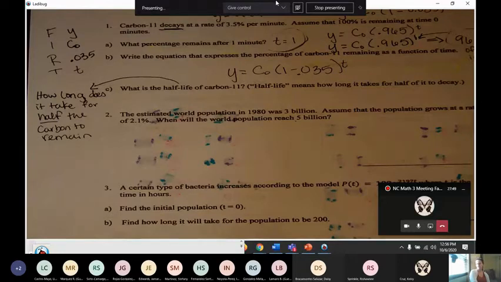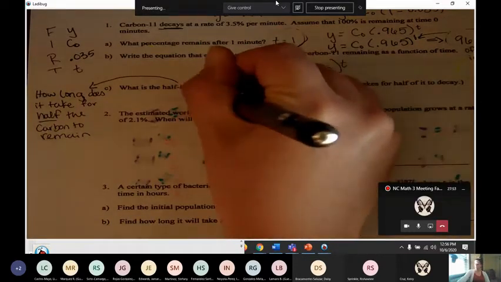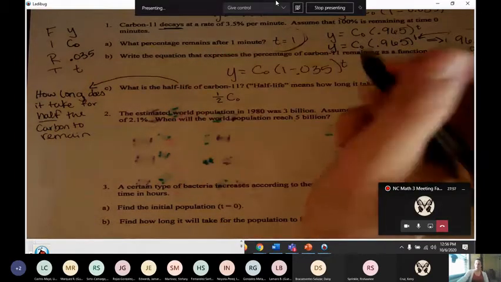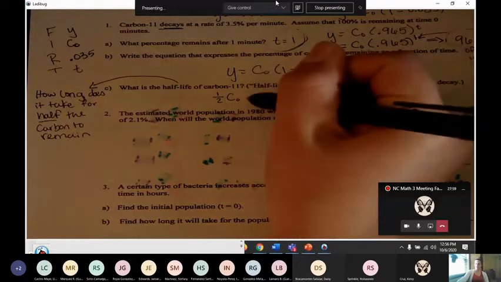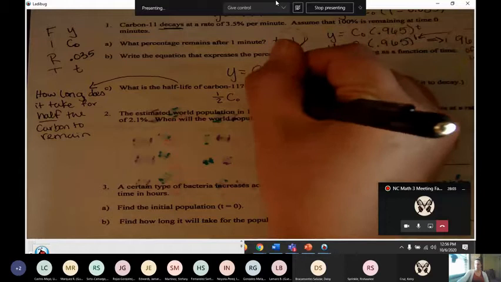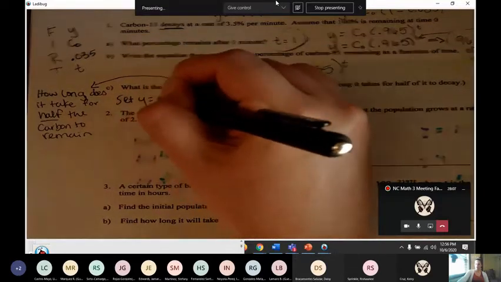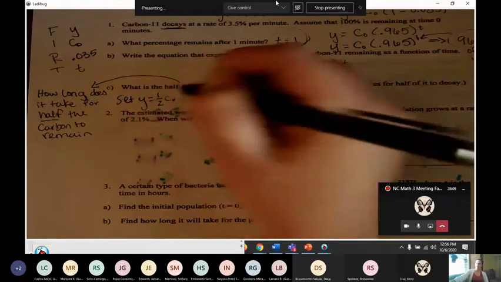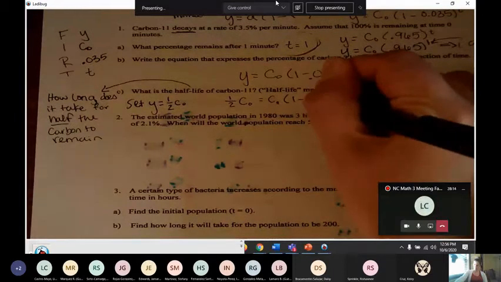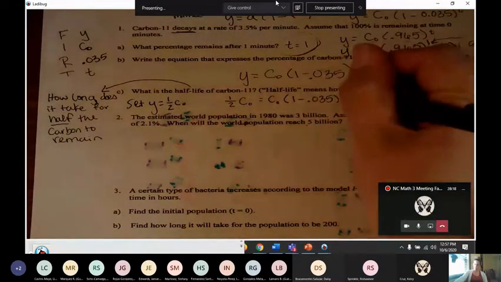So this is a little tricky. What I want to do is write it in terms of the variable I used for my initial amount. So this is half of my initial amount of carbon. So we would set Y equal to 1/2 C0, and then we're solving for T.